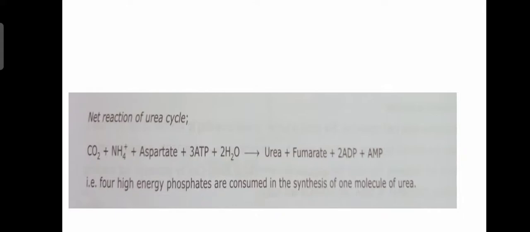This is the next reactions of urea cycle taking place. In this you can see carbon dioxide, ammonium, aspartate, three molecules of ATP and two molecules of water is converted into urea, fumarate, which enters into citric acid cycle, and 2 ADP from utilizing 2 ATP in the first step itself, plus AMP.